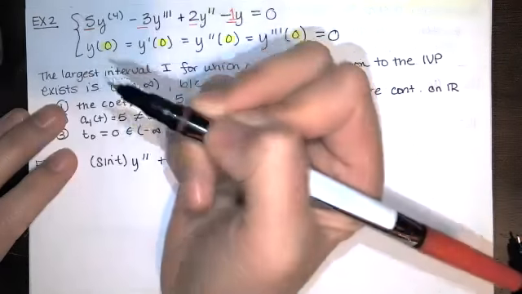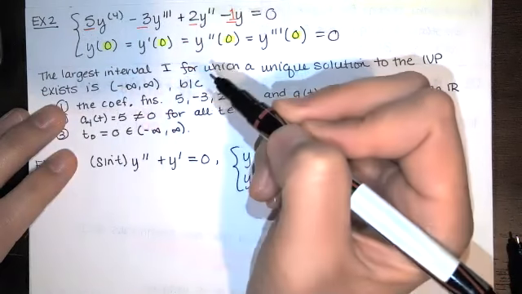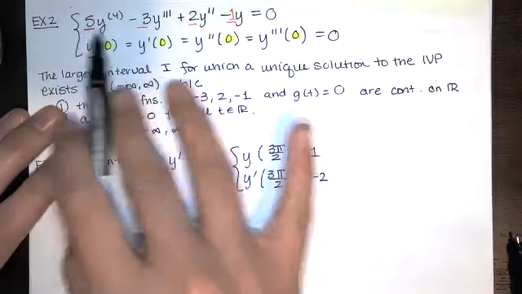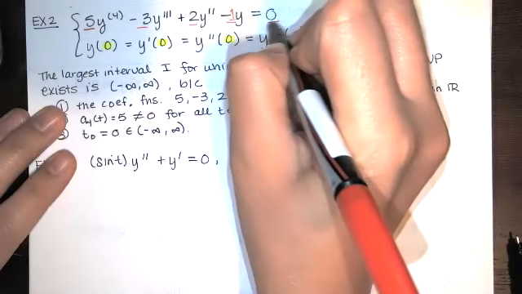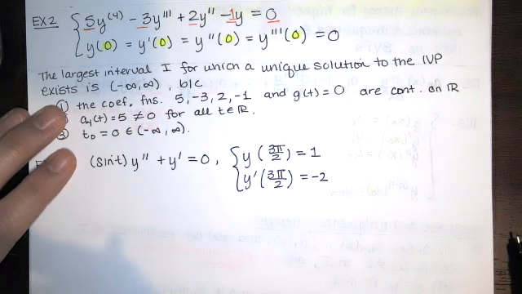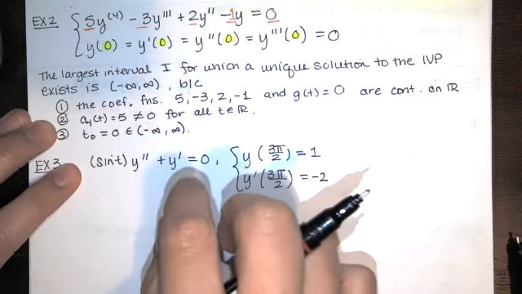So our first coefficient function is 5, then we've got -3, then a 2, and then a 1. Those are just constant functions. They're continuous for all real numbers. And then look at the function on the right-hand side, 0. It's also continuous for all real numbers. So those guys are continuous.